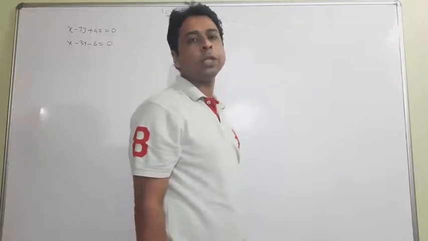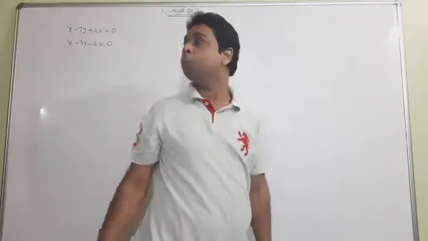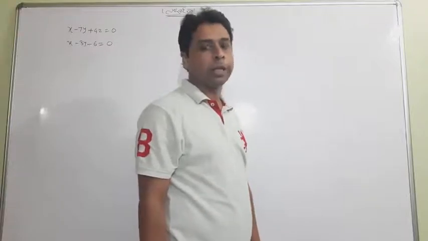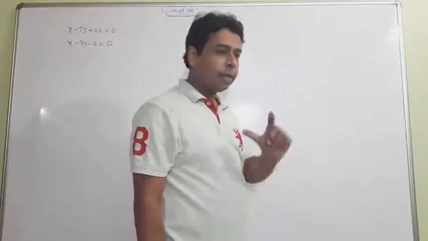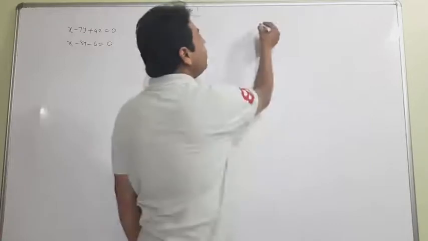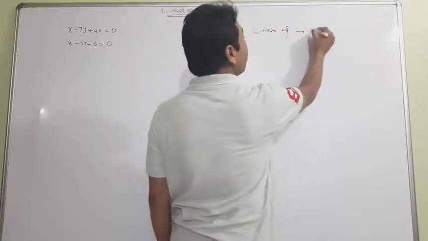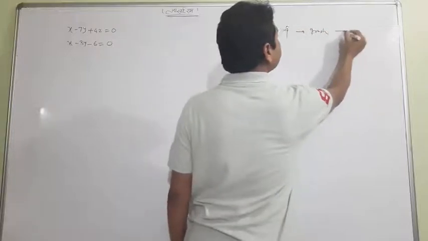There was one equation in class 9. Today we are having 2 equations and a single graph paper. You have to draw both the lines. Let me explain something. A linear equation always represents a line on the graph.